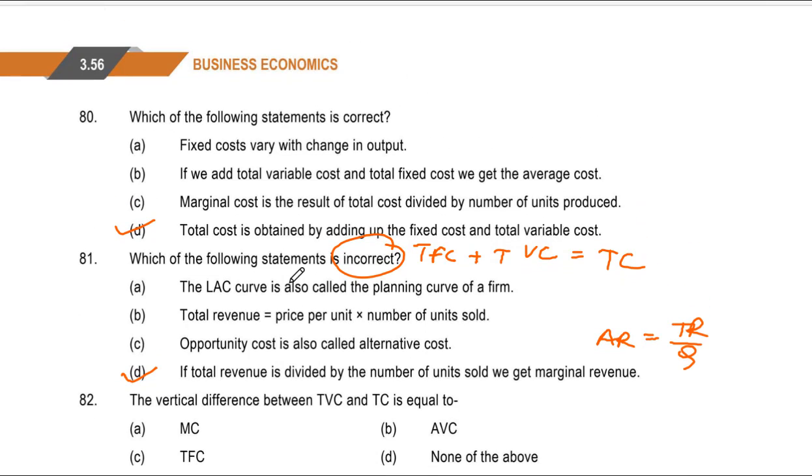82. The vertical difference between TVC and TC is equal to A. MC, that is marginal cost, B. AVC, average variable cost, C. TFC, total fixed cost, or D. none of the above. The difference between total variable cost and total cost is because of total fixed cost, because total fixed cost equals total cost minus total variable cost. This is the formula. I believe you understood till here.